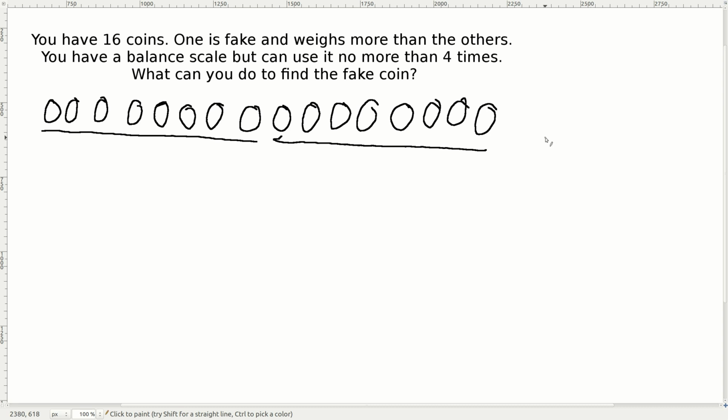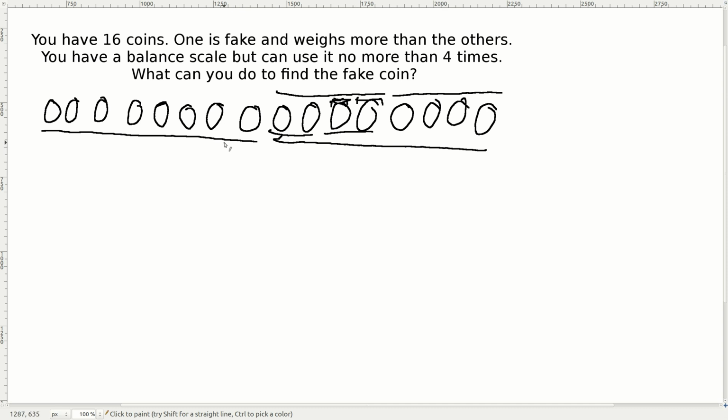Then I could repeat my process and split that group into groups of 4 and weigh those 4s against each other. And if, say, this left-hand group of 4 was heavier, then I could split those into pairs, into groups of 2, and weigh those pairs against each other. And let's say that this pair was the heavier one, so I can weigh each of those coins against the other. And whichever of those 2 coins weighs more, we now know is the fake.